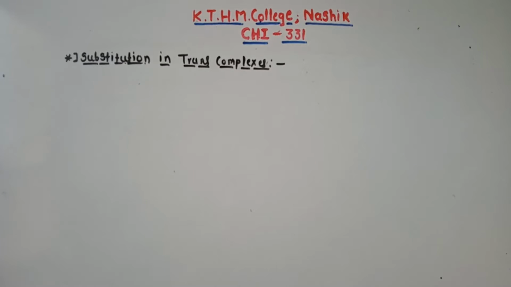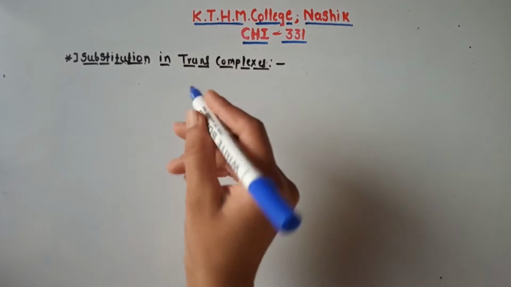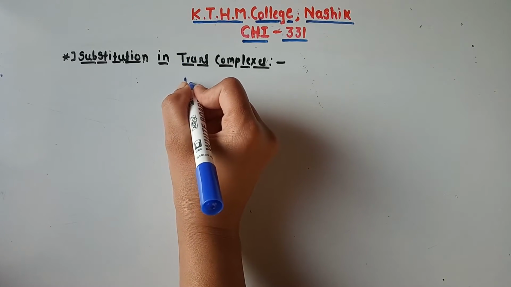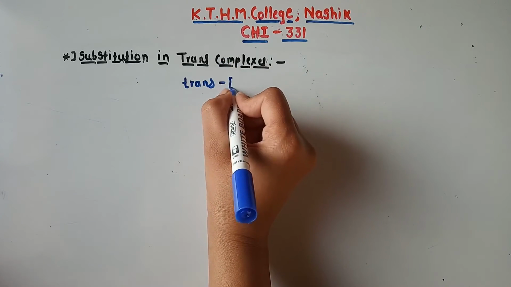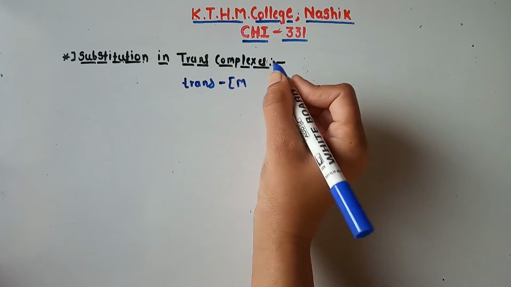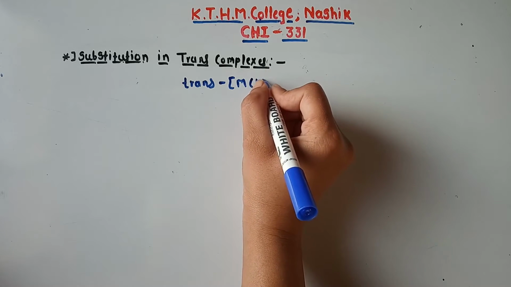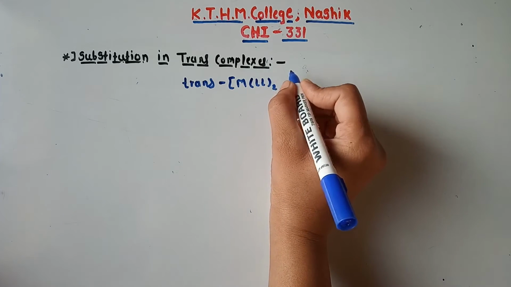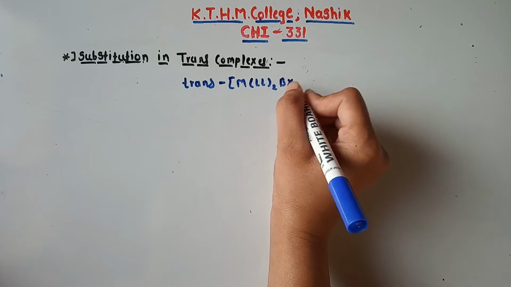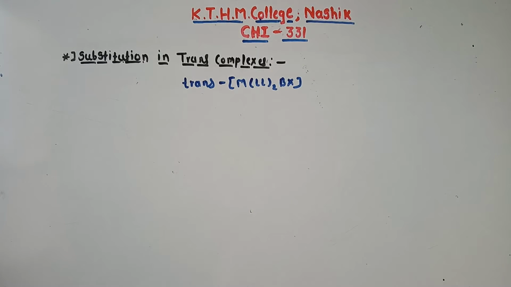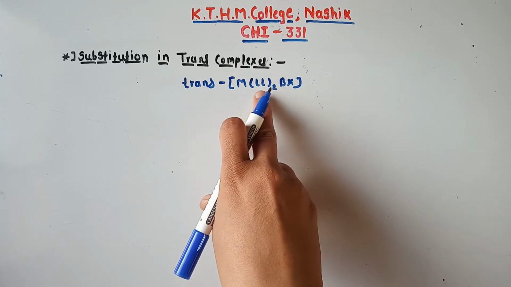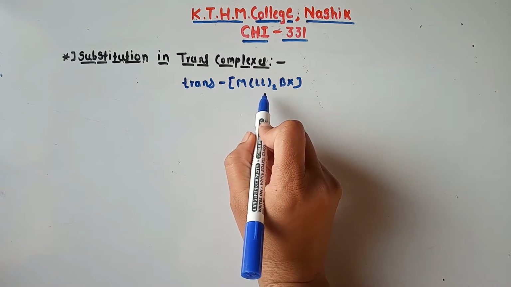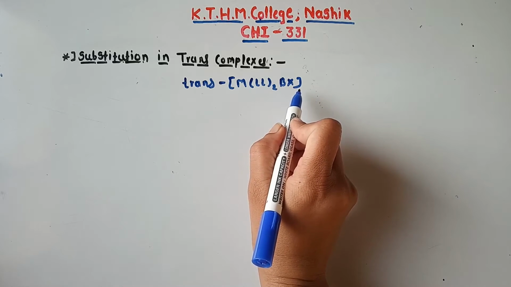So let's take the first example of a trans complex. Example is trans-M(LL)2BX. M means central metal atom, central metal ion. LL is nothing but a bidentate ligand, for example, en, that is ethylene diamine. It is a bidentate ligand. So let's see about this example, trans-M(LL)2BX. LL is nothing but a bidentate ligand. B and X are the monodentate ligands.